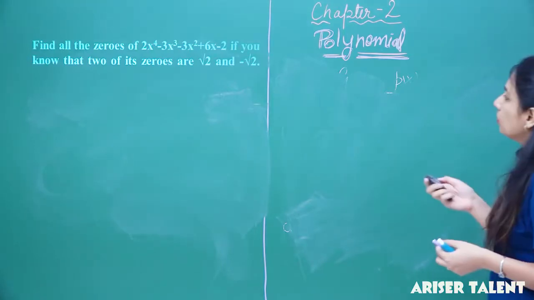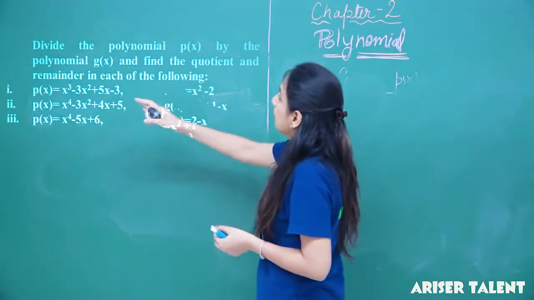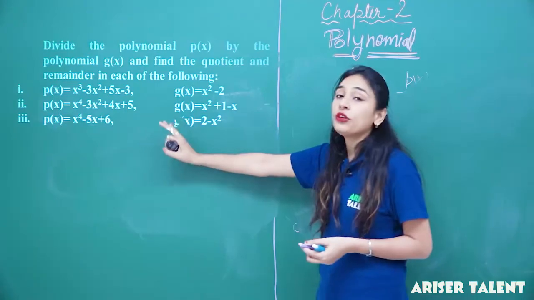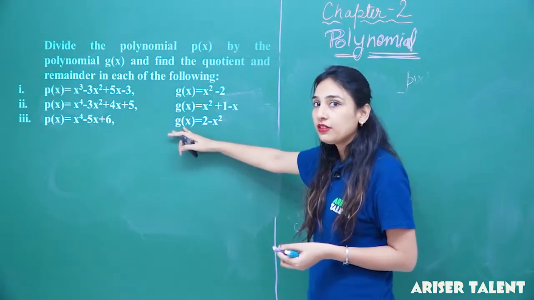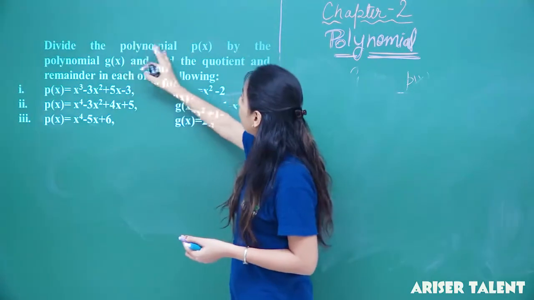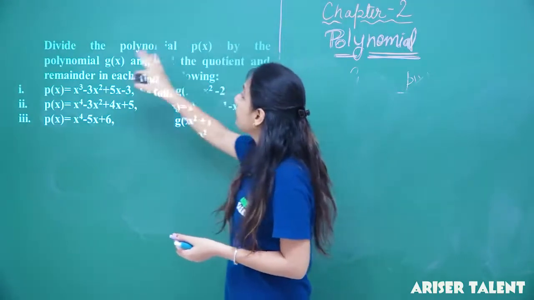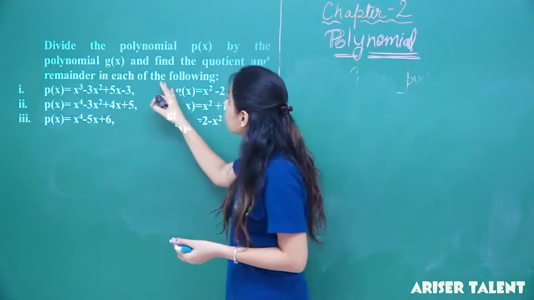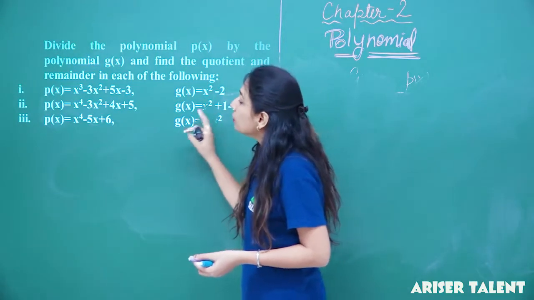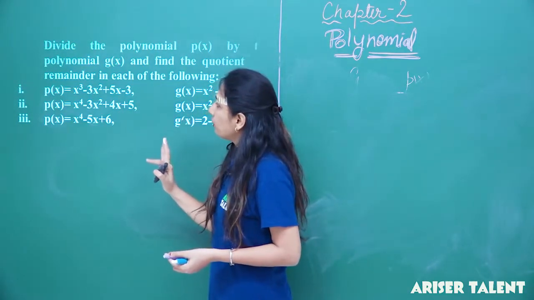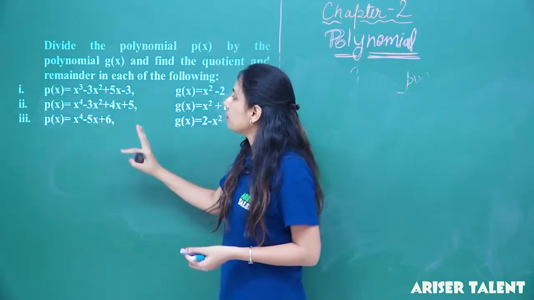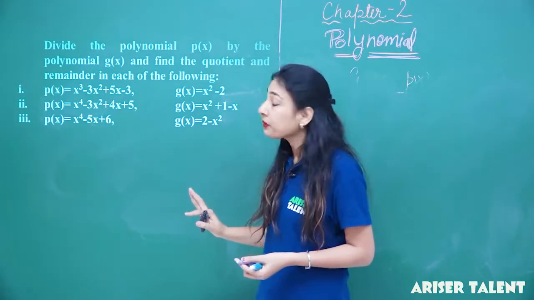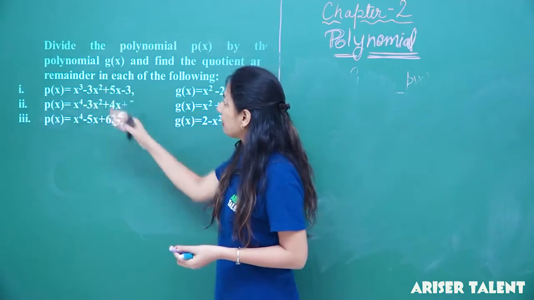Okay. So, the next question, this is the question in your exercise 2.3. The very first question is here, divide the polynomial px by the polynomial gx and find the quotient and remainder in each of the following. Okay. So, what we are going to do, we are going to pick this one and this one, will solve these two, one by one. So, pick this one.